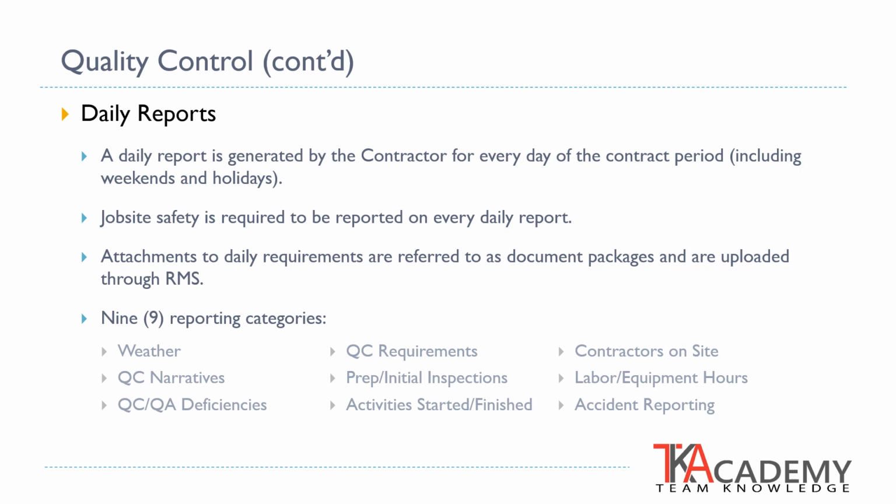For daily reports, there are 9 reporting categories. These include the weather, quality control narratives, quality control, quality assurance deficiencies, quality control requirements, preparatory and initial inspections, activities that have been started and finished, contractors or subcontractors who are on the site, labor and equipment hours, and accident reporting.